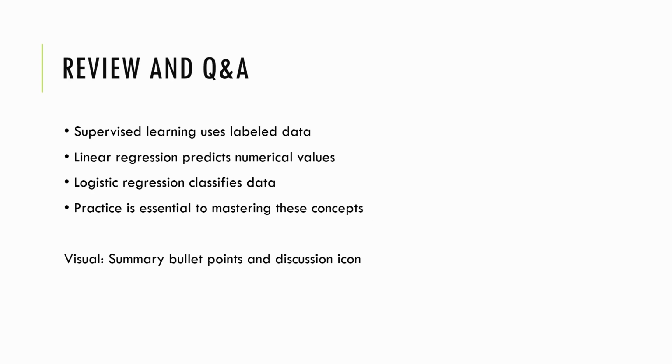To recap, we have learned that supervised learning involves training models on labeled data to predict outcomes. We have covered both linear regression for numerical predictions and logistic regression for classification tasks. It's essential to practice these concepts through hands-on examples to fully understand how they work and how to apply them effectively.